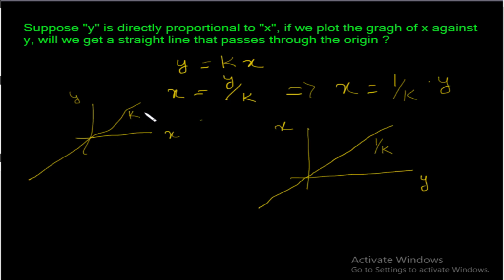So the conclusion is this: since x = (1/k)y is a linear equation where the line passes through the origin (0, 0), this confirms that when you plot x against y for a directly proportional relationship, you will indeed get a straight line that passes through the origin. The direct proportionality ensures that the ratio between x and y is constant, leading to a linear graph.